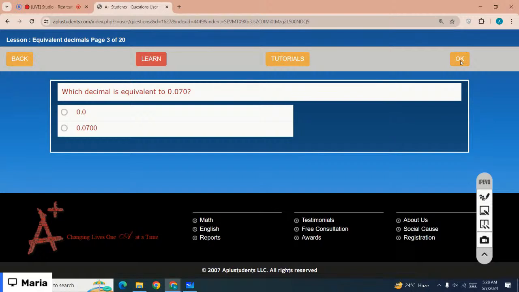The correct option is, which decimal is equivalent to 0.070? Option 1 or option 2? Yes, option number 2 is the correct option.